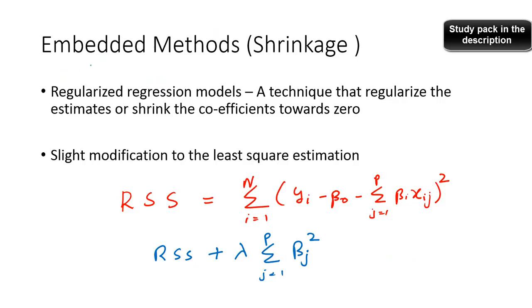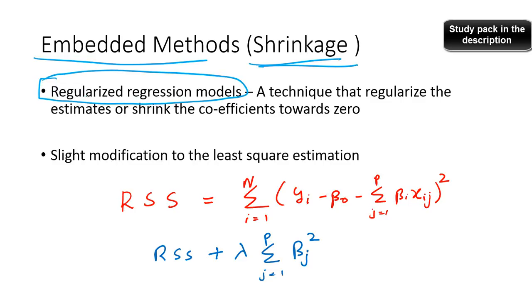Okay, now that we have seen the different types of selection methods, let's go to the last one, which is the embedded method, also known as the shrinkage method. We also call this regularization regression models. I have made one video on regularization. If you want to learn more about it, it's in the description section.